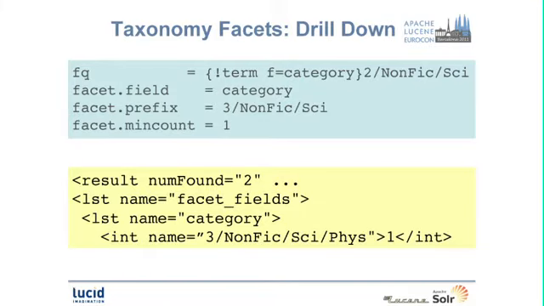Now, if the user clicks on that science node to expand it, say they want to drill down, right? Here's how we do the drill down. We do the normal filter query on the nonfiction science node. And then we do a facet prefix on nonfiction science, except we say now we're only interested in paths of length 3. And so again, that'll give us just the direct children of nonfiction science.